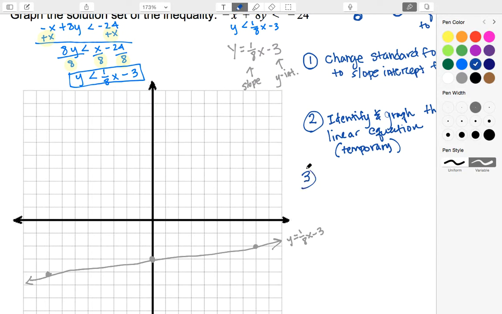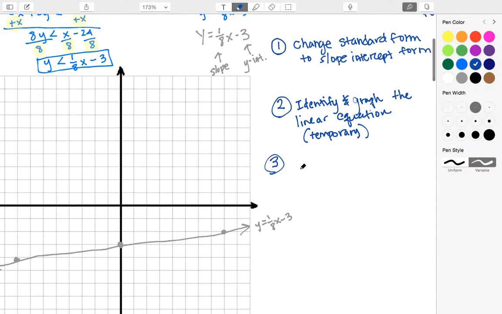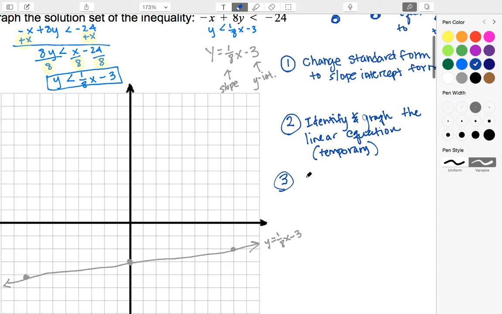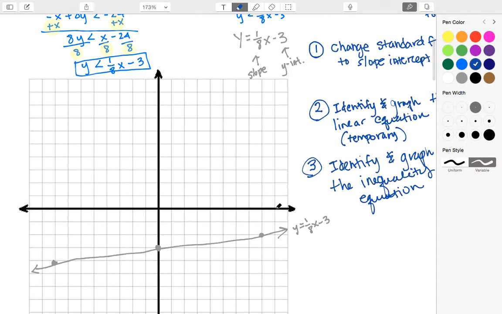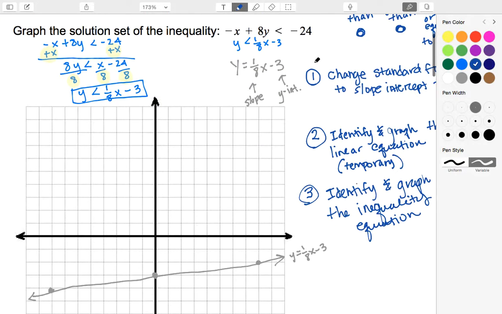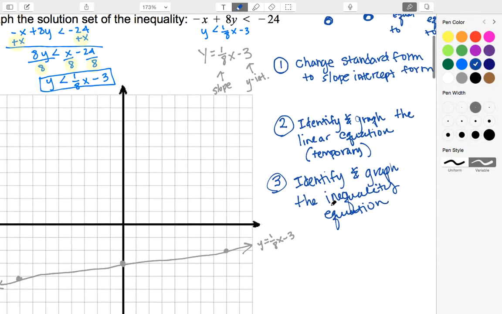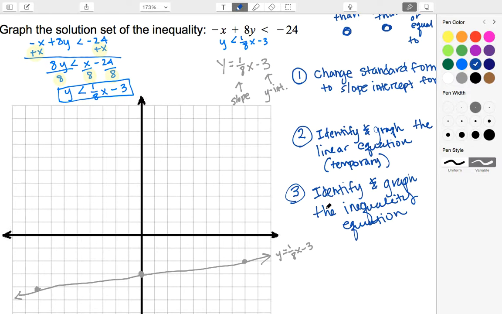So for step 3, what we need to do is identify and graph the inequality equation. And essentially, the only thing that's going to be really different for this is that we have to look at our sign, look at our inequality sign, and then we also need to determine how to draw that.